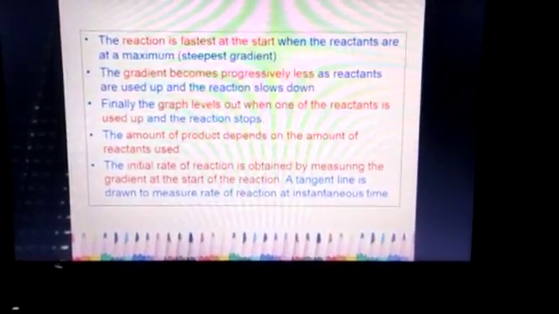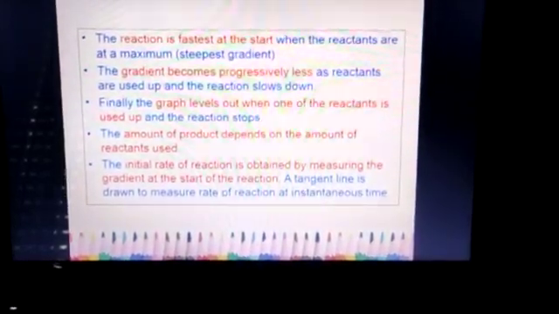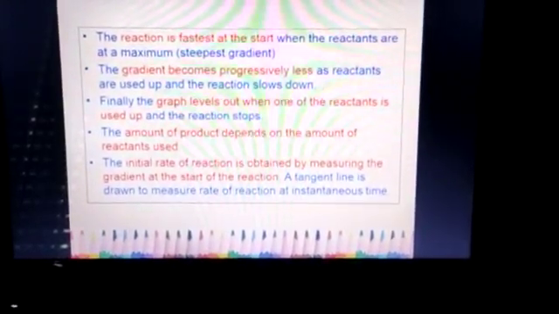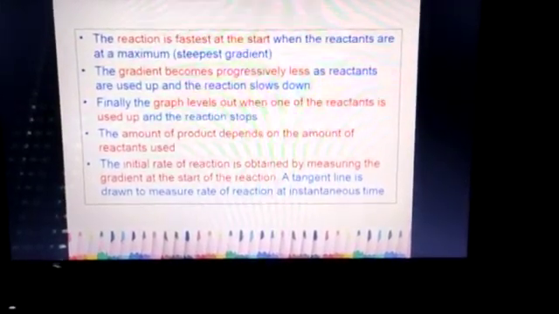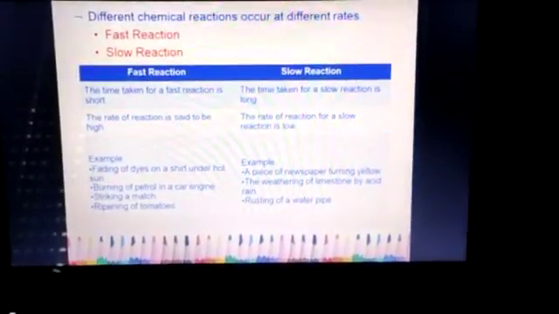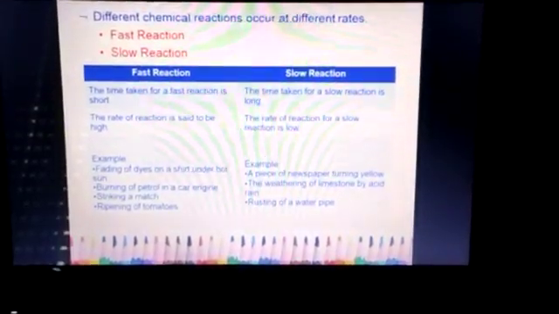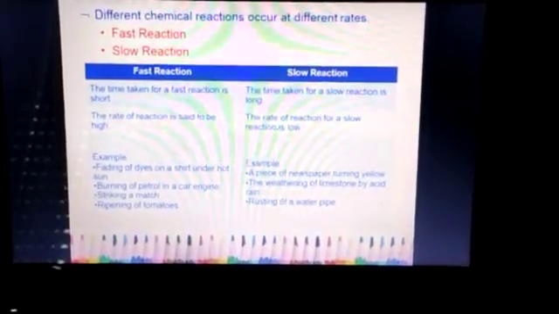The initial rate of reaction is obtained by measuring the gradient at the start of the reaction. A tangent line is drawn to measure the rate of reaction at an instantaneous time. Different chemical reactions occur at different rates. We have two types, fast reaction and slow reaction.